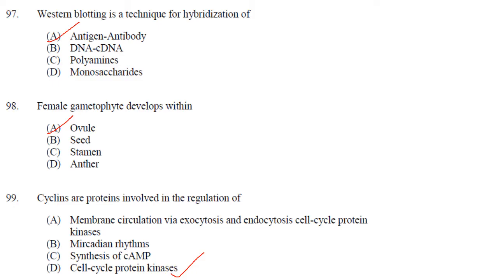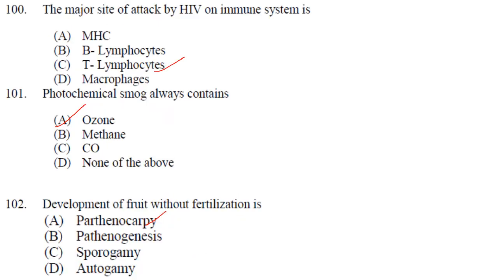Then female gametophyte develops within. So female gametophyte develops within the ovule. Answer is option A. Then cyclins are proteins involved in the regulation of. Now cyclin is a family of proteins that control the progression of a cell through the cell cycle by activating cyclin dependent kinase enzymes, or group of enzymes required for the synthesis of cell cycle. So cyclins are proteins involved in the regulation of cell cycle protein kinases. Answer is option D. Next one.